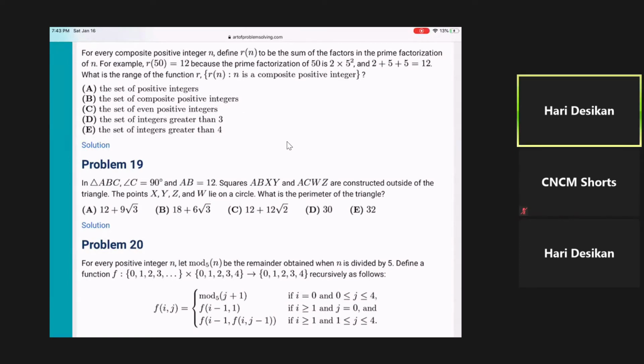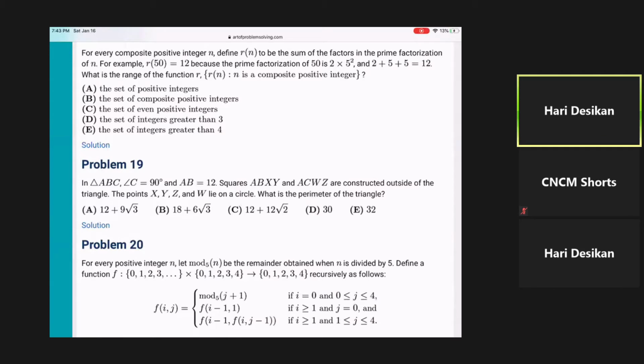Hello everyone. Today we're going to be going over an AMC 12 problem, problem 19 on the AMC 12B. The reason we're going over this problem is because it really emphasizes how the use of slightly advanced knowledge can get you through a problem that would otherwise be a hassle.